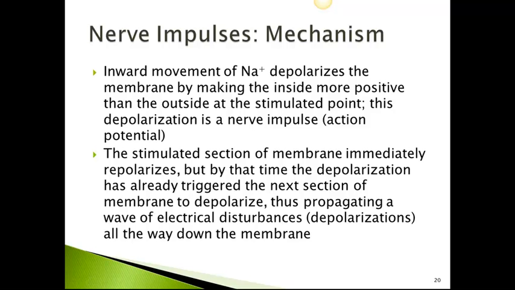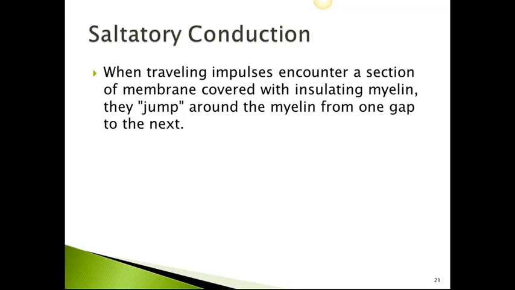The stimulated section of the membrane immediately repolarizes, but by the time the depolarization has triggered the next section of the membrane to depolarize, thus propagating the wave of electrical disturbances. Depolarizations all the way down the membrane. Saltatory conduction. When traveling impulses encounter a section of a membrane covered by insulating myelin, they jump around the myelin from one gap to the next.